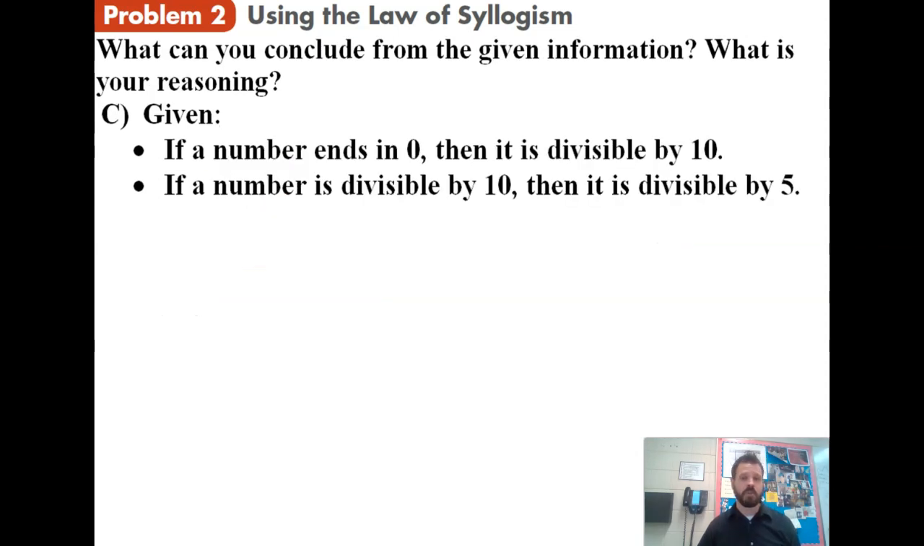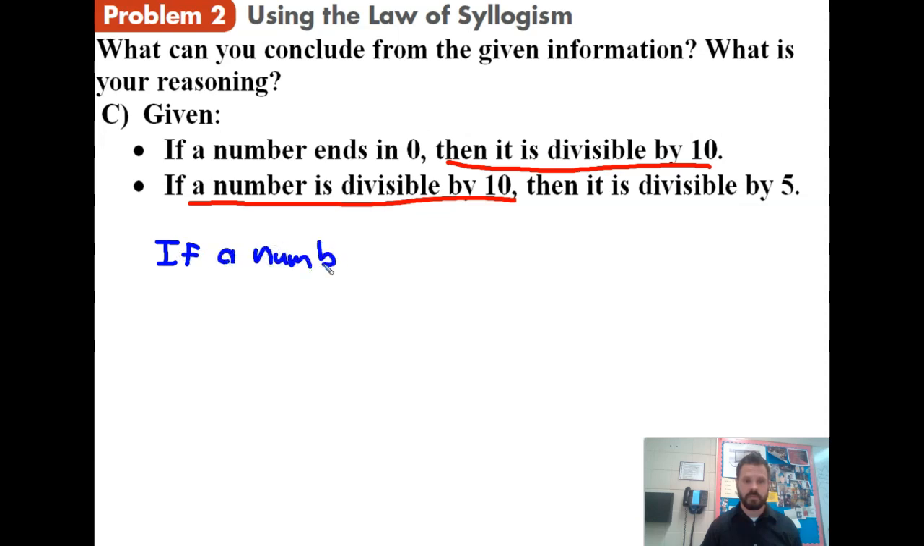All right, so that means part C will work. Let's take a look at what we have. If a number ends in 0, then it's divisible by 10. And if a number is divisible by 10, then it is divisible by 5. Okay, this works because the conclusion of one statement matches the hypothesis of the other, is divisible by 10. So I can go straight from if a number ends in 0, then it is divisible by 5.